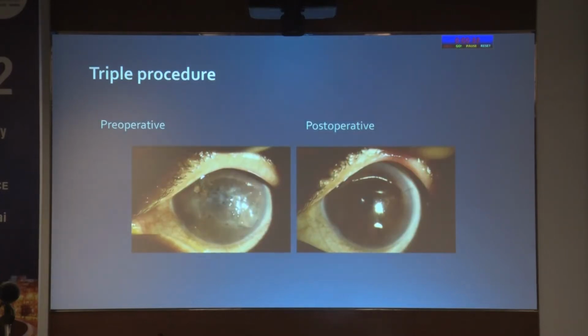Now this is a photograph of a patient in whom we have done a triple procedure using DMEK. We can see in the post-operative photograph that an inferior peripheral iridotomy has been done. This is a must in a combined procedure case to avoid pupillary block.